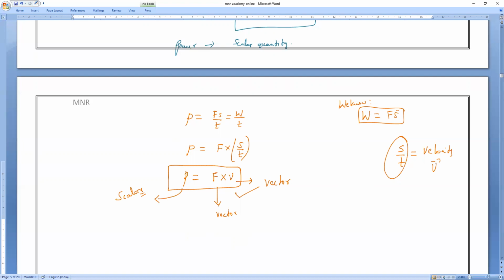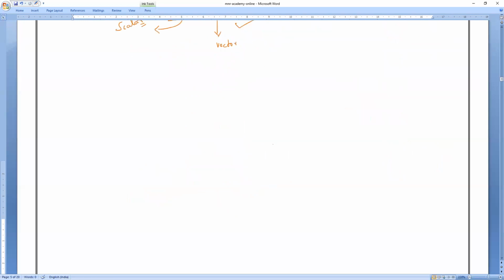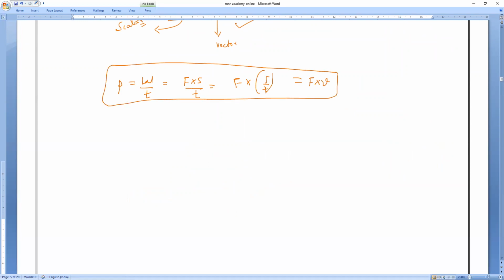So, power formulas are three. One, power is equals to what? Work done by time. Second formula, power is equals to F into S divided by time, which I can write as F into S by T, which is equals to force into velocity. Okay, everybody? Any doubt? Anybody can ask me till here. I hope everybody understands.